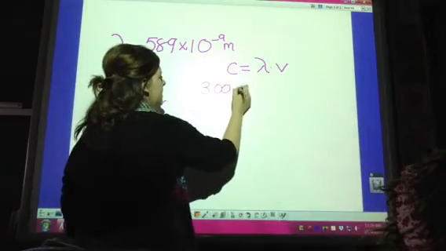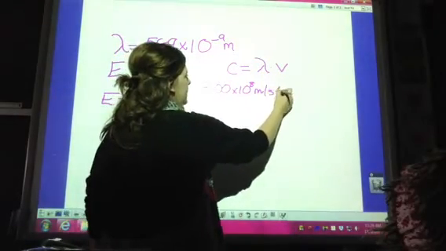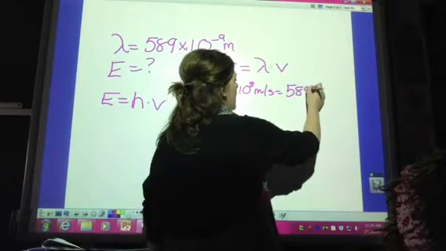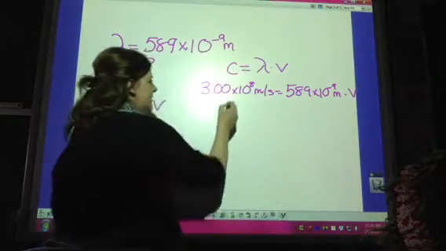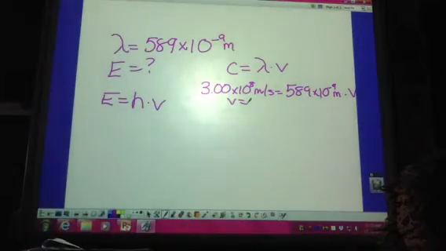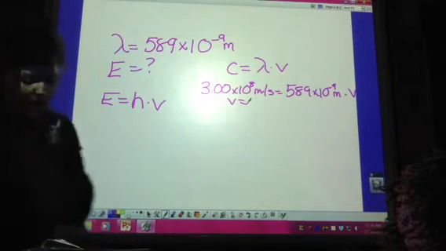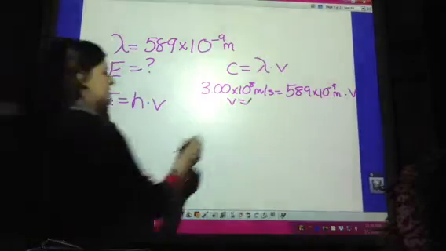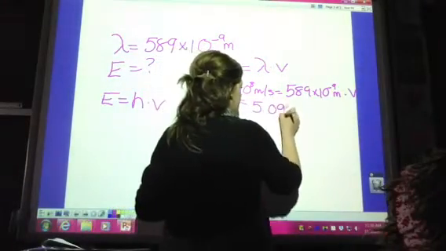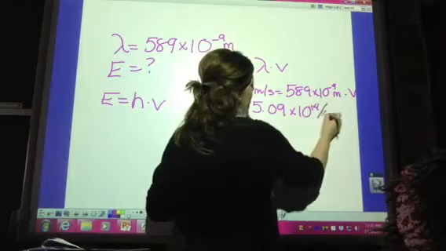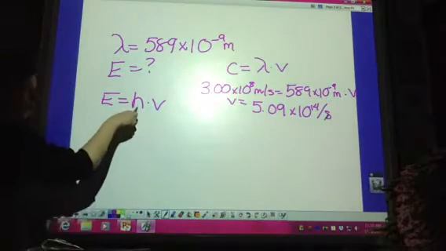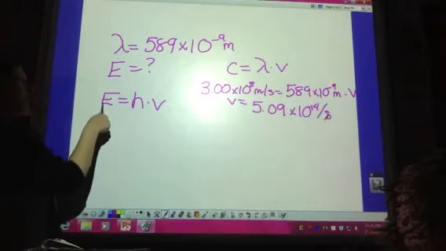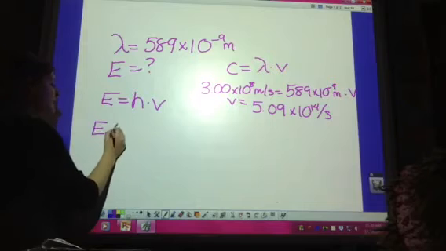So I would have 3 times 10 to the 8th meters per second equals 589 times 10 to the negative 9th meters times v. If I get v by itself, I take 3 times 10 to the 8th and divide it by 589 times 10 to the negative 9th. If we do that, we should get 5.09 times 10 to the 14th per second. So now I know v, and I already know h, because that's Planck's constant, and they're asking me to solve for energy, so I could find energy now.